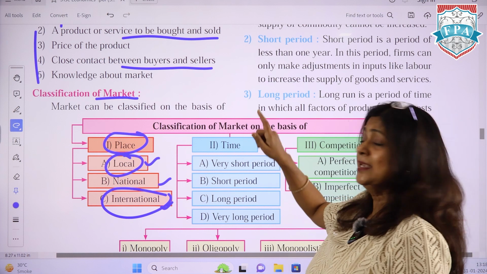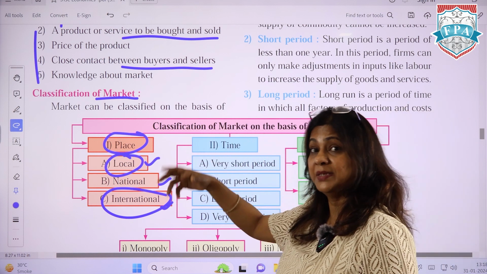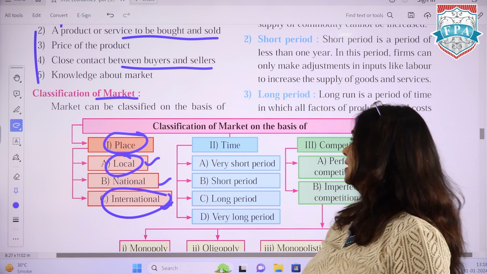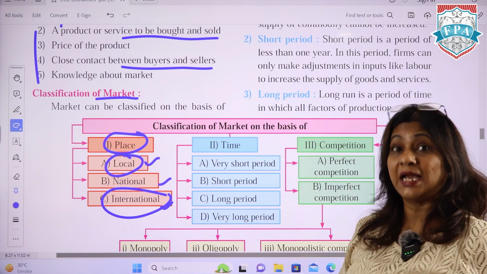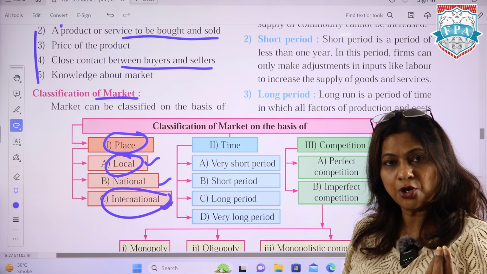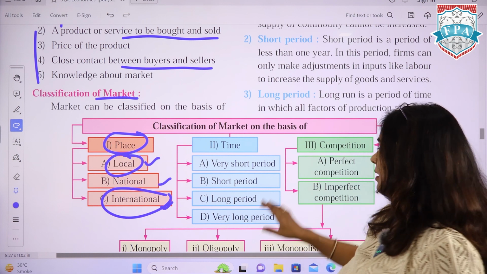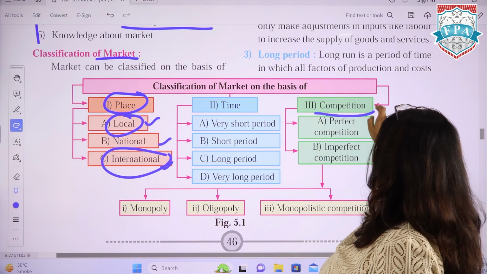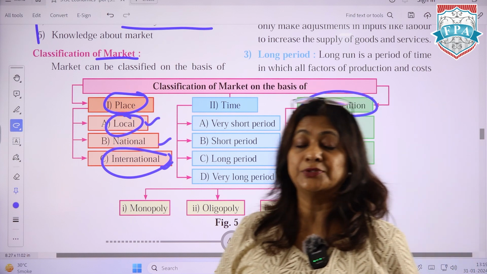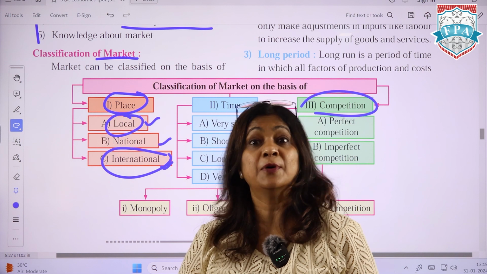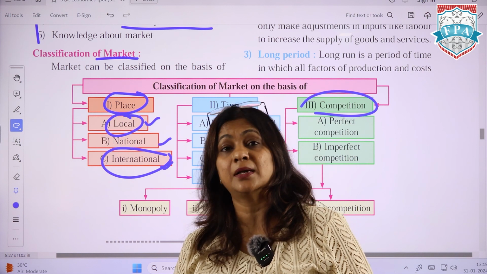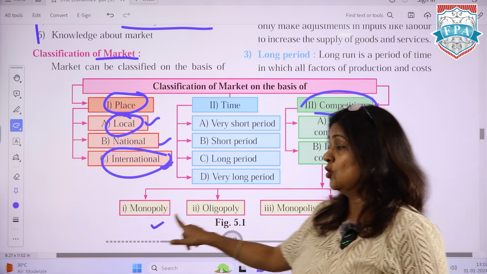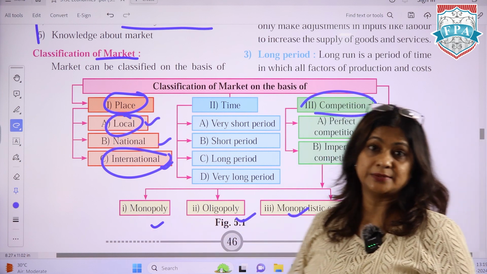So understanding or classifying market on the basis of place means local, national, international. Classification on the basis of time: very short period, short period, long period, very long period. And third is understanding market on the basis of competition. That is a perfect market or an imperfect market. And an imperfect market will consist of monopoly, oligopoly and monopolistic competition.